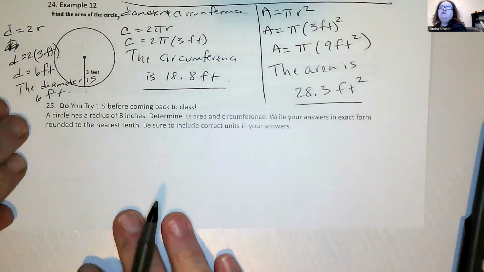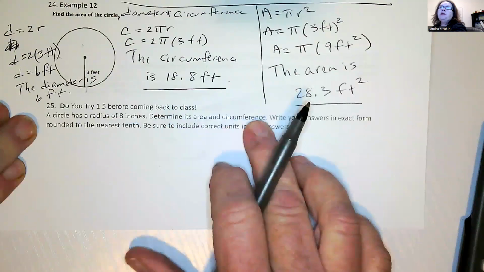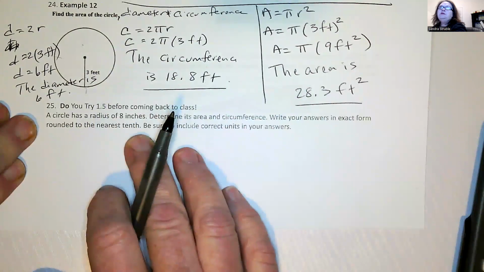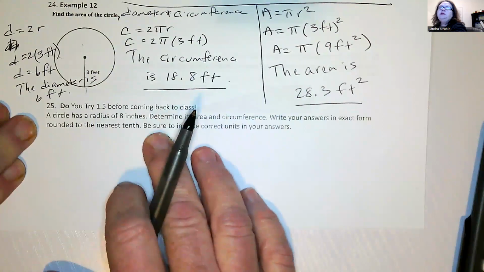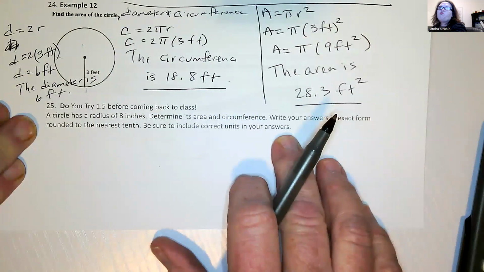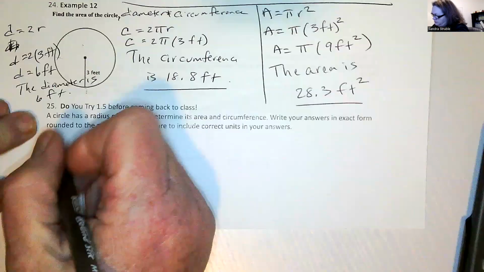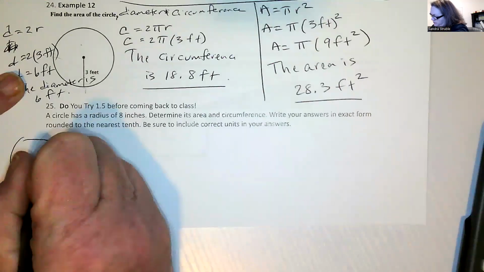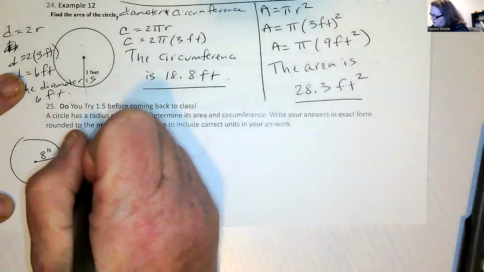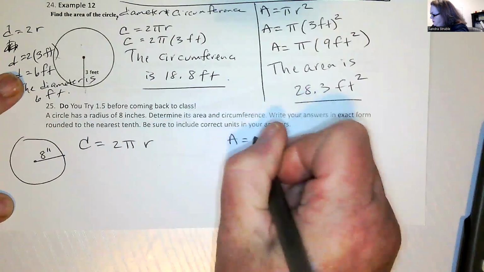All right, we'll go ahead and do this one. A circle has a radius of 8 inches. Determine its area and circumference. Write your answers in exact form, rounded to the nearest tenth. Be sure to include correct units in your answers. Okay, so we've got a circle, and its radius is 8 inches. Circumference, 2 pi r. Area, pi r squared.